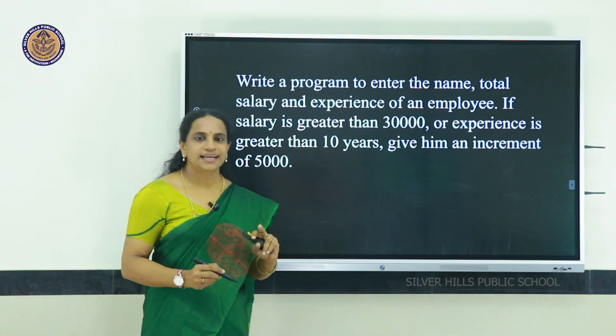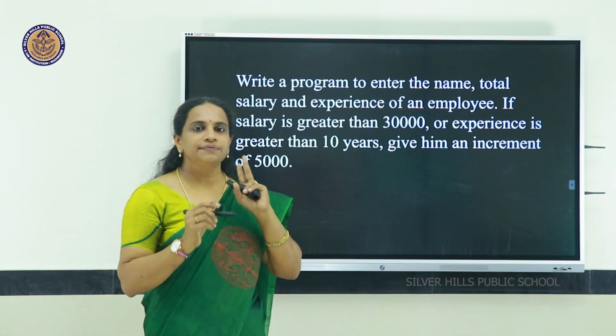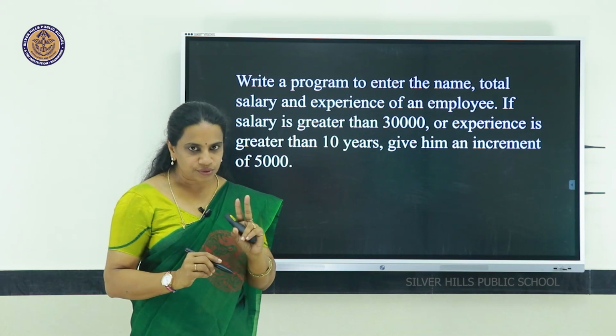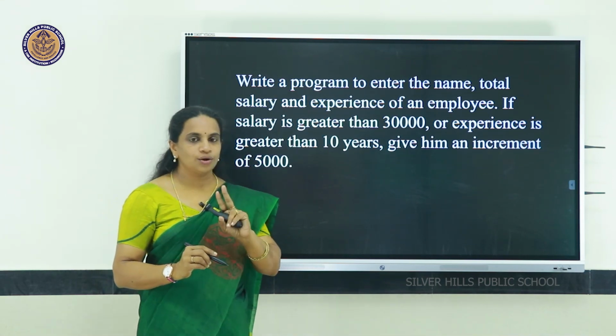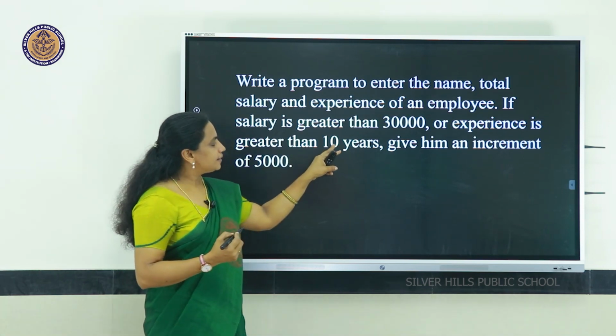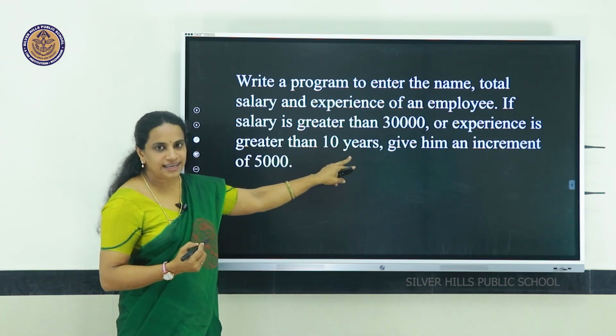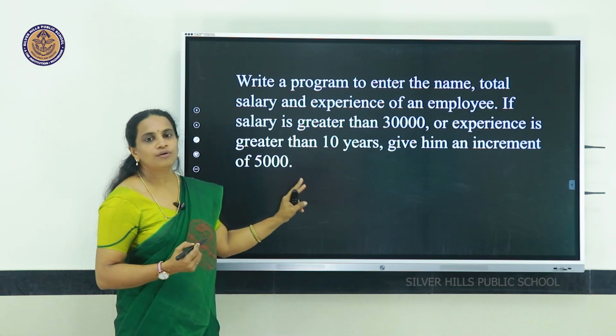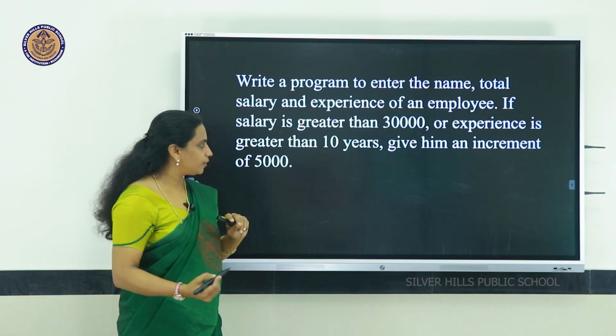If the salary is greater than, there are two conditions. If the salary is greater than 30,000 and it is not and, it is joined with an or operator, or the experience is greater than 10 years, give him an increment of 5,000. How we can write the program?